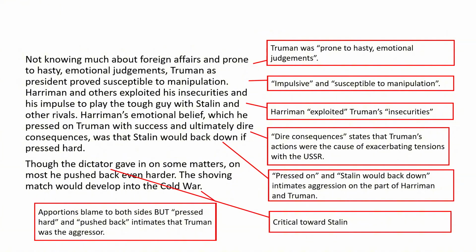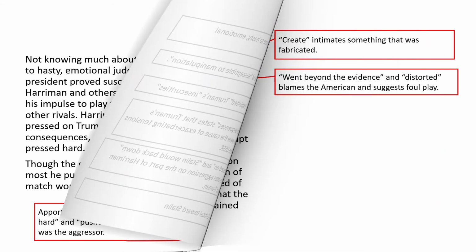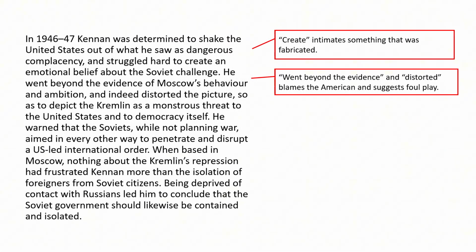The fact that Stalin is derisively referred to as the dictator can be seen as a criticism of who he was. But we need to keep looking at how balanced or imbalanced the author's views are. The word create used here, and the accusation that Kennan went beyond the evidence of Moscow's behavior and ambition, distorting the picture, is a serious criticism of this important American diplomat.